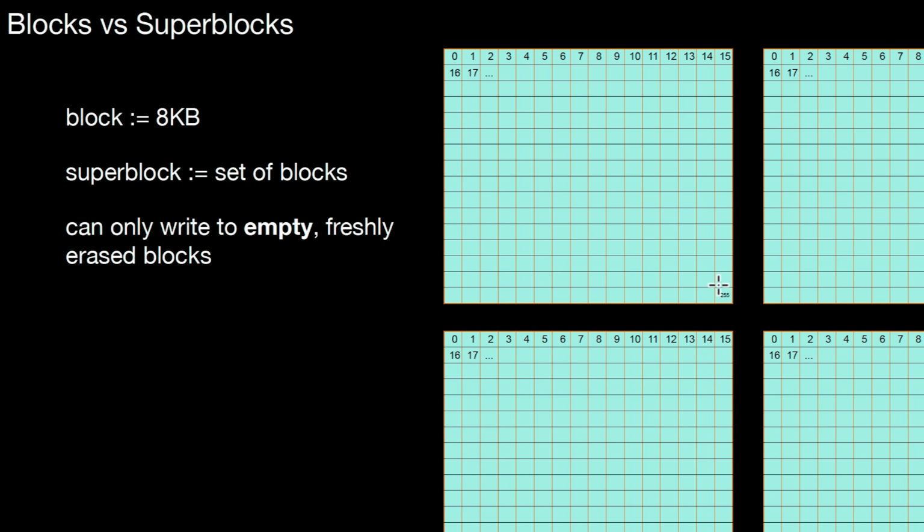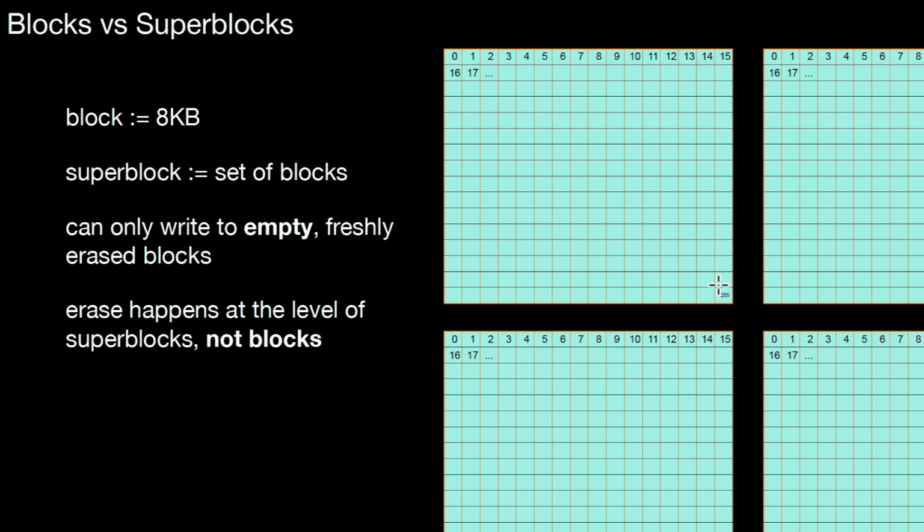And the problem with that is you can only write to empty, freshly erased blocks. That's a sharp difference to hard disks. In hard disks, you simply overwrite any block if you want to write data to that device. In a solid state drive, this is not possible. In a solid state drive or solid state disk, as it is also called, you can only write to empty blocks. And here's the problem. Erase happens at the level of super blocks, not blocks. That's important. So before writing to a block, you have to make sure that you find a block that is empty. If no empty block exists, you first have to erase a super block.